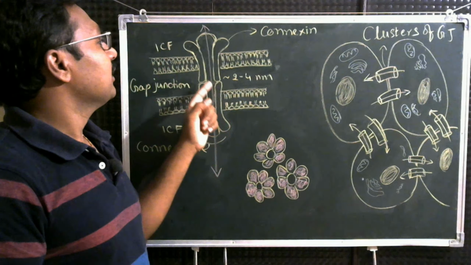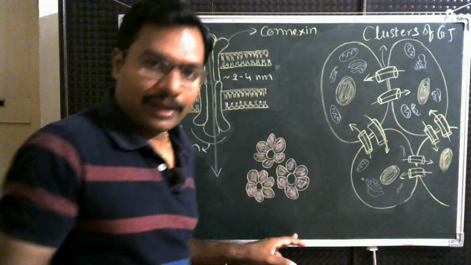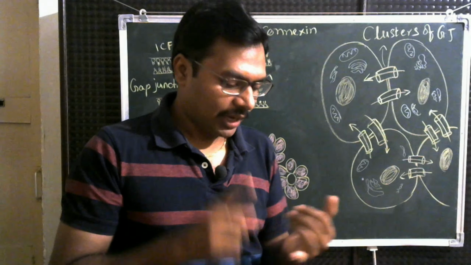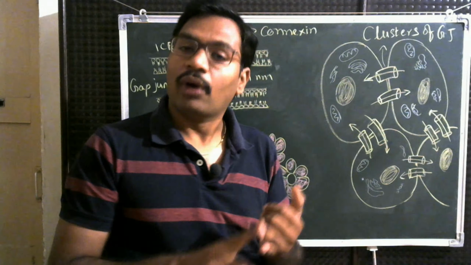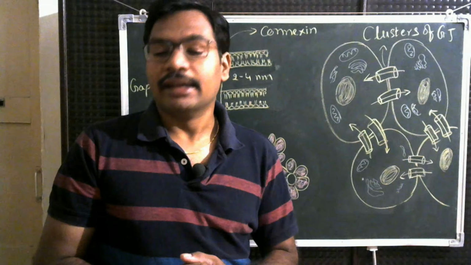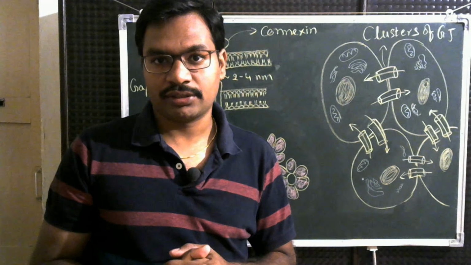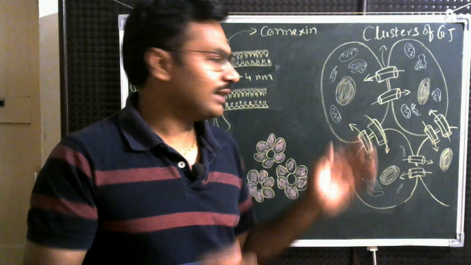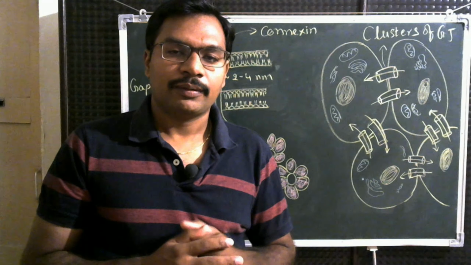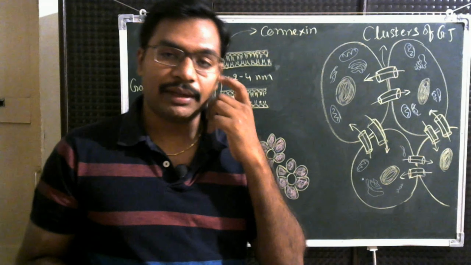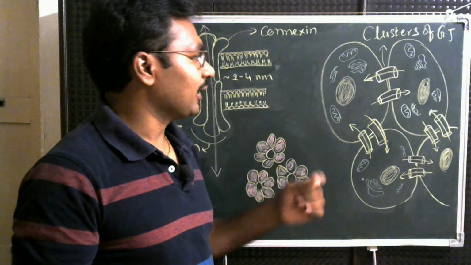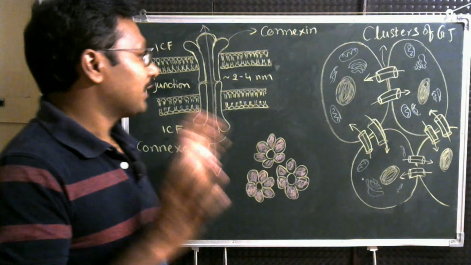These are particularly low resistant bridges. They can allow ions like potassium, calcium, and molecules, metabolites like glucose, and certain messengers like cyclic AMP, cyclic GMP, and even certain genetic material like fractions of RNA can pass through gap junctions. Overall, gap junctions allow adjacent cells to stay connected via electrical and biochemical coupling. This is all about the gap junctions.